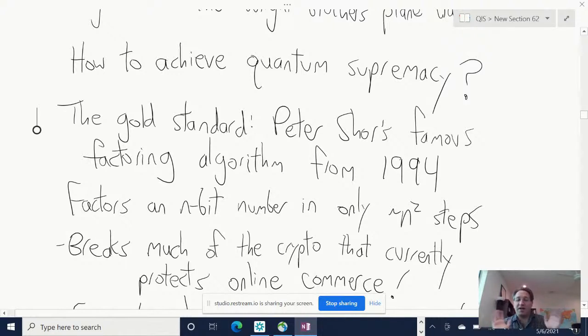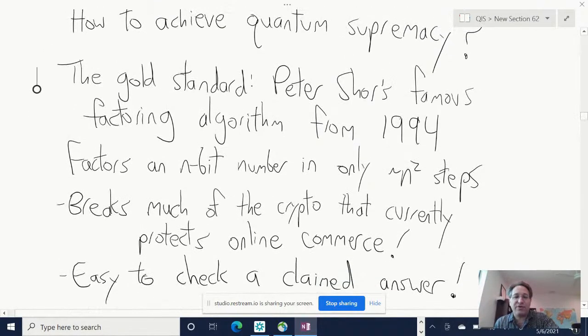Now I should clarify that not all possible encryption would be broken, and in fact there is a big move today to try to shift people to different encryption systems that we believe to be quantum resistant. We already have good candidates for that, just that those are not the systems that are widely used today.